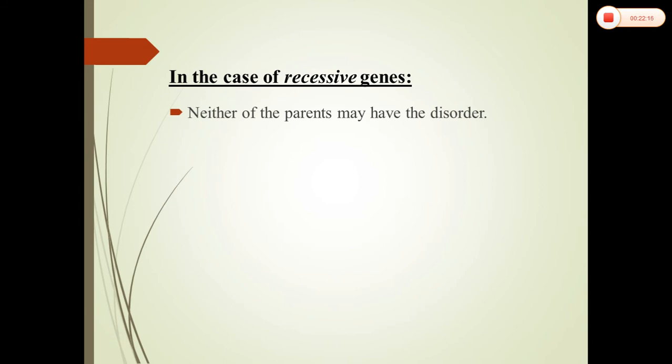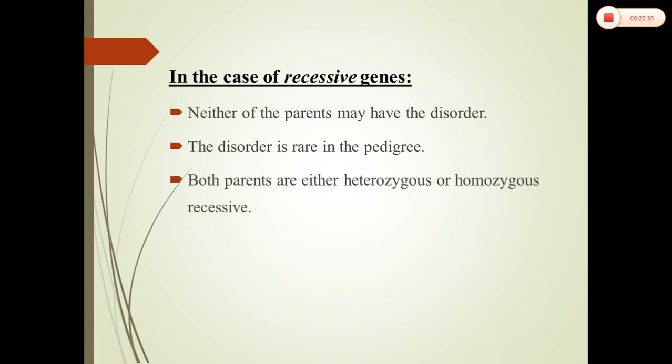So in this case, both parents carry a single allele, and then that recessive allele could be transferred to the next progeny. The disorder is rare in the progeny, as we know that recessive alleles, like color blindness and hemophilia, are rare. Both parents are either heterozygous or homozygous recessive. Usually they are heterozygous, but they don't show the particular trait.